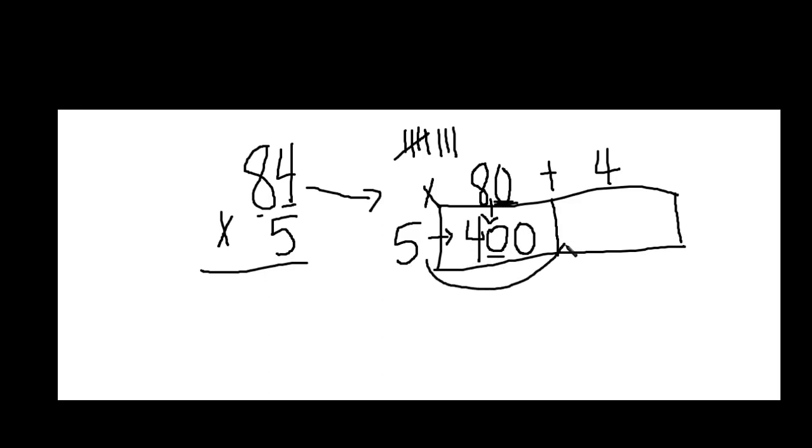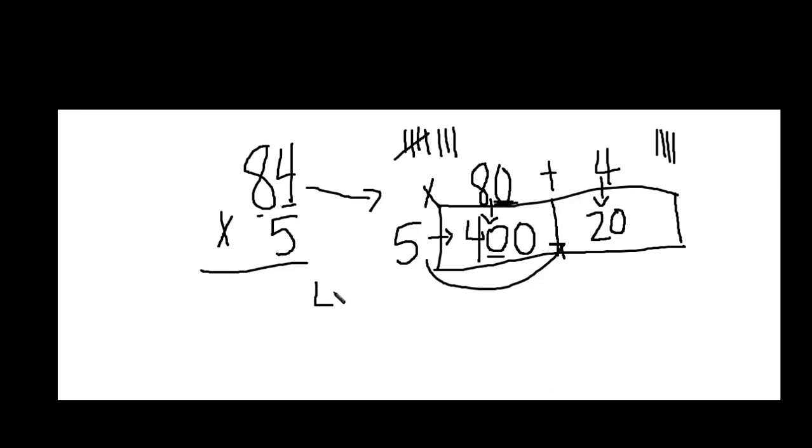In the next box, we're going to multiply 5 times 4. Let's count out 4 5s. 5, 10, 15, 20. 5 times 4 is 20. We do not have to add another 0 because this is the ones place value. There is no zeros behind it.